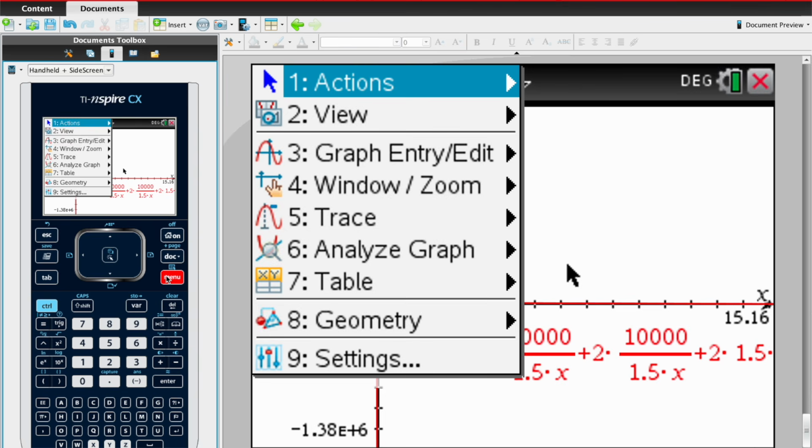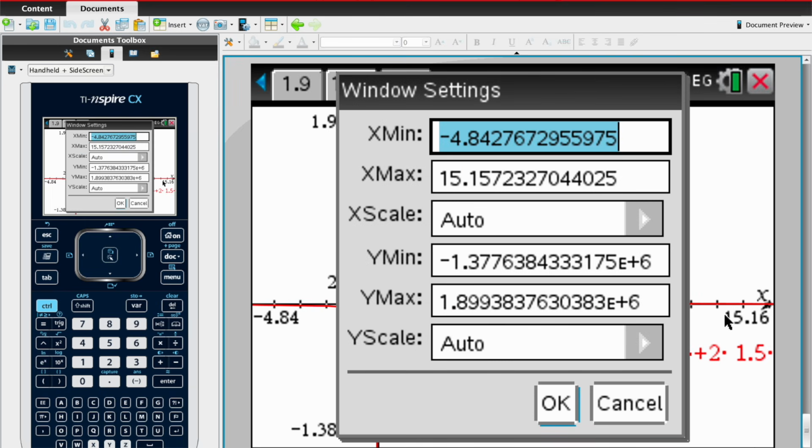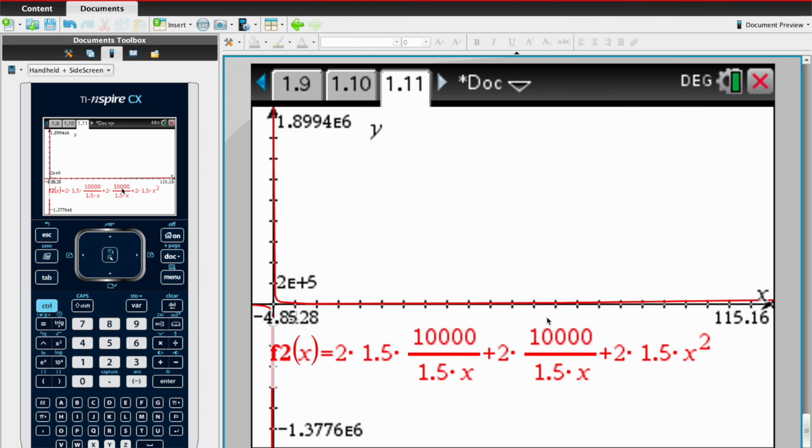I'm going to change the window. I'm going to put a larger value. Right now it's only going up to 15. Let's get a larger maximum value for x. Let's put it to maybe 115. See if it starts to increase once again. And it does. So it goes down, reaches some minimum, and then it starts to increase.